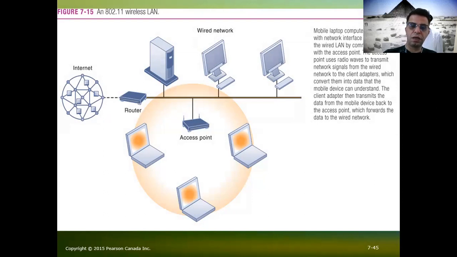Wireless LAN: as we said, there is what you call WAN and LAN. A LAN could basically be a wired network, connected to an internal system, and it may or may not be connected to an external one. The mobile laptop computer equipment with the network interface card is linked to the wired LAN by communicating with an access point. The access point uses radio waves to transmit network signals from the wired network to the client adapter.